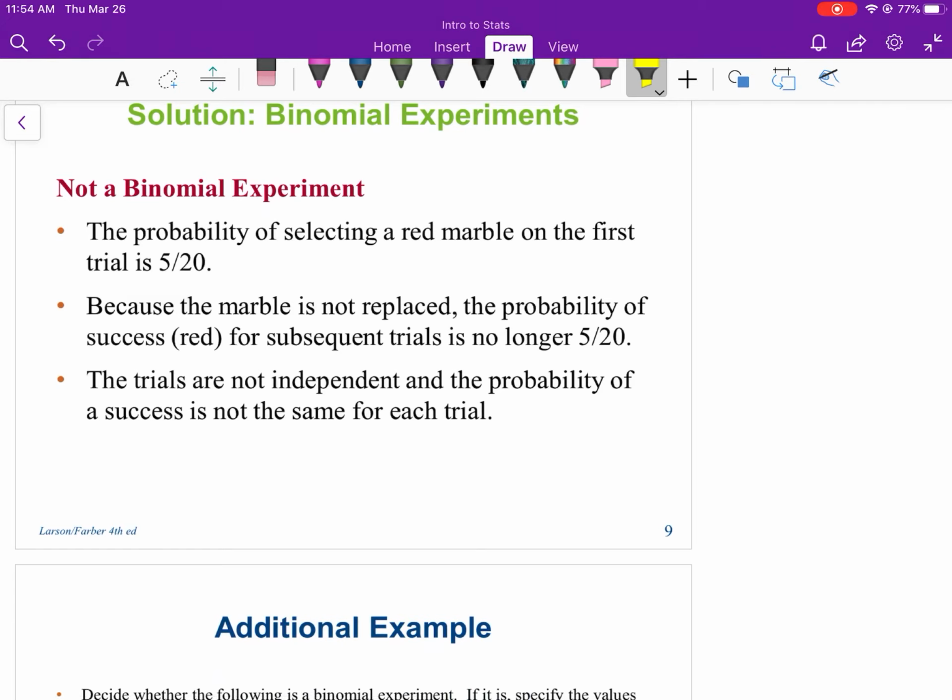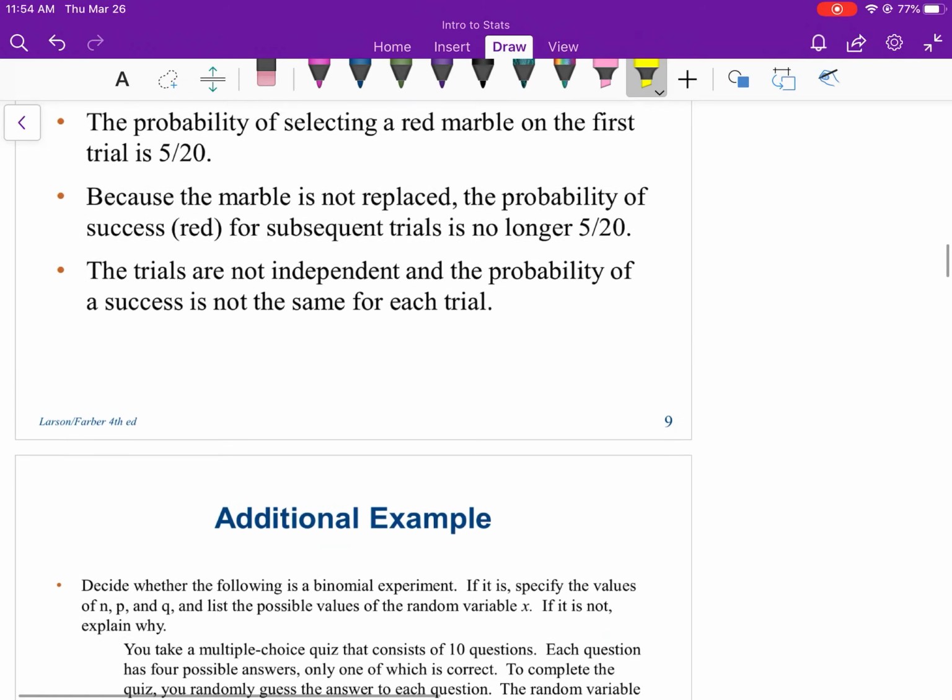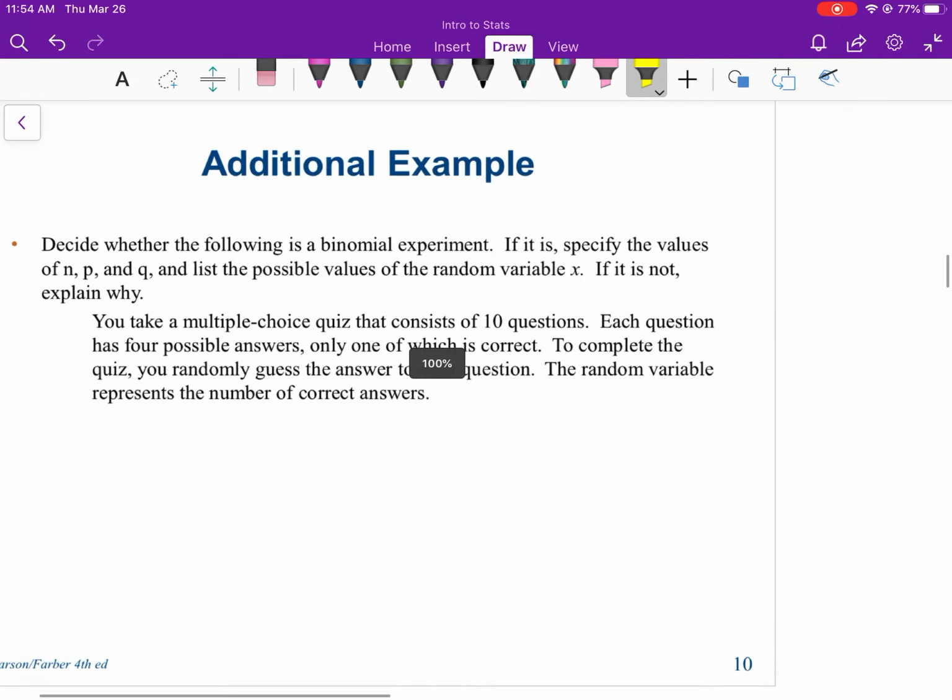When you answer your homework questions, you are going to have to explain why it's not a binomial experiment for some of the problems. So make sure that you're able to communicate why some of these experiments are not binomial experiments. Okay, this is another example.